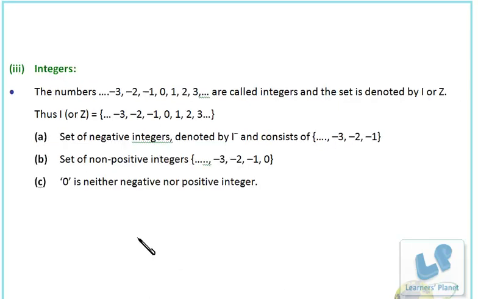Next is integers. Negative whole numbers, positive whole numbers, as well as zero. So these three types of numbers are called integers, right? If the numbers are negative, we call them negative integers. If the numbers are positive, we call them positive integers, right? And 0 is neither a negative nor a positive integer. So we have this set of integers, these three. Here I can just show you. These are negative integers, these are positive integers, and 0 is neither negative nor positive integer, right?